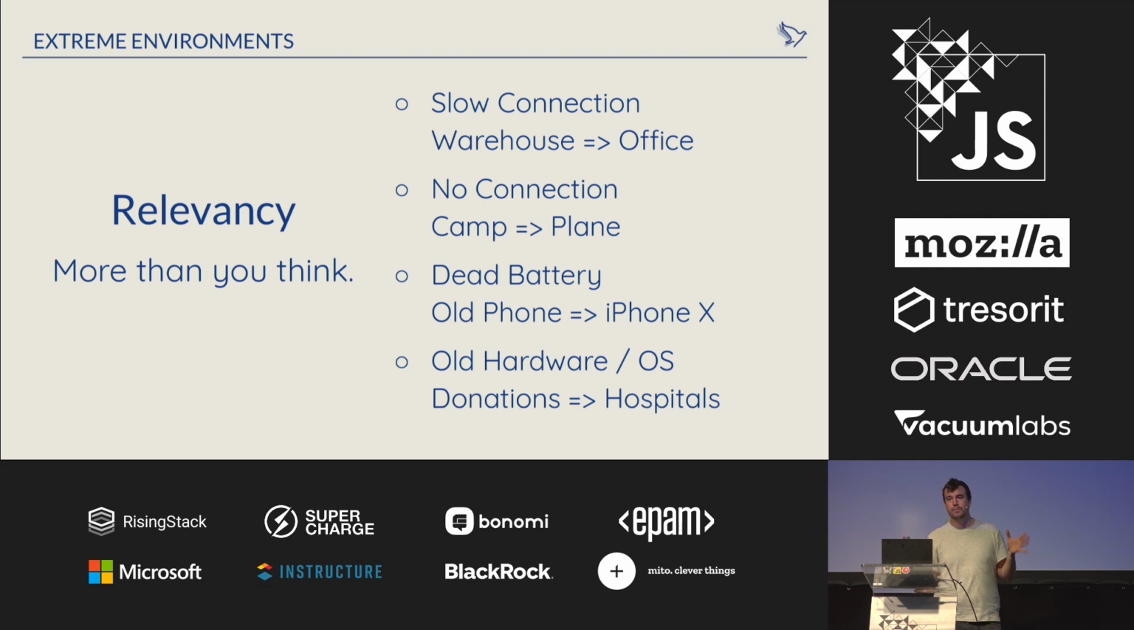This is all more relevant than you might think, right? So a slow connection is a slow connection. Warehouses have dead zones. Offices have dead zones. There's some poor guy in the basement, trying to just get the printer to work, and he has to run up and down the stairs every time he wants to print something to connect to the Wi-Fi. If you don't have a connection, you don't have a connection. It doesn't matter if you're in the middle of a refugee camp or if you're on a 6-hour plane to come talk at JSConf Budapest.